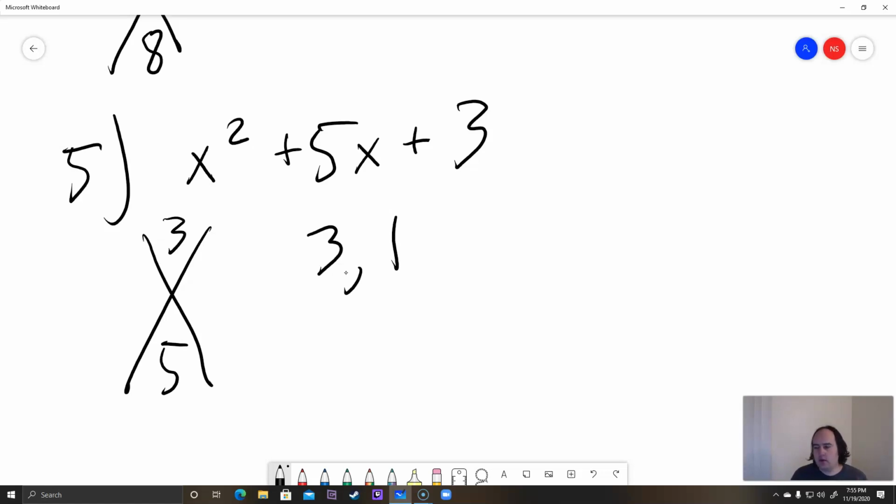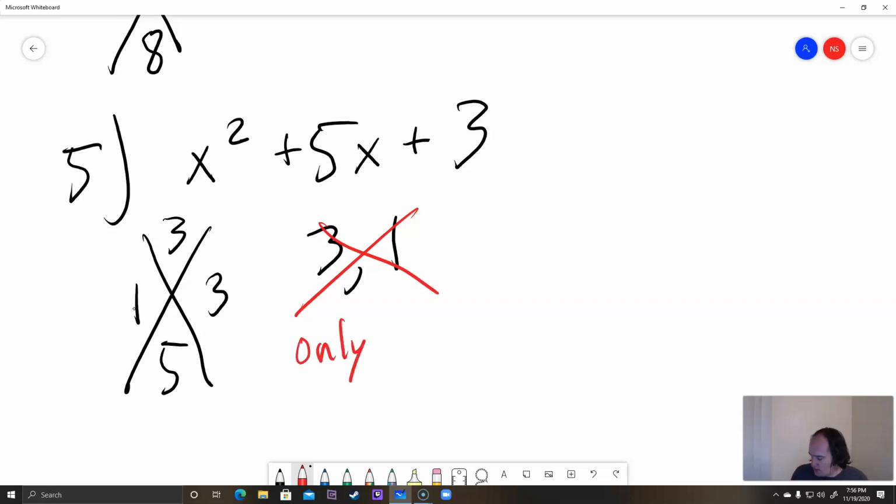So it's either 3 and 1 or 1 and 3. And they both have to be positive because they multiply to a positive and they add to a positive. But if we try +3 and +1, 3 times 1 is 3, but 3 plus 1 is 4, and we want 5. And you can switch the order, but it doesn't make any difference. So 1 and 3 is also going to add to 4. It's not going to add to 5. So 3 and 1 does not work, but that's the only possibility.